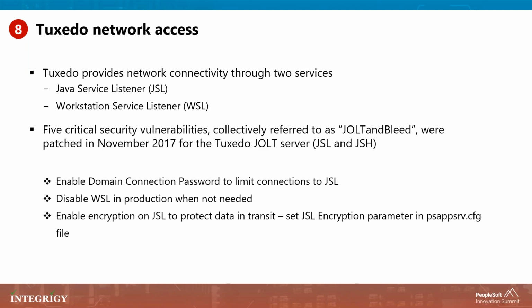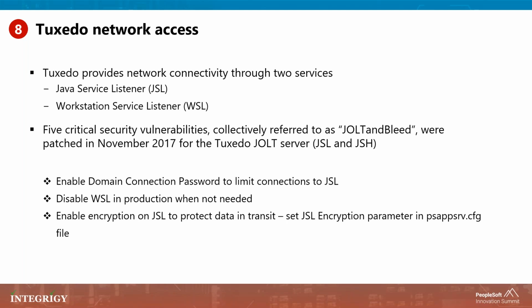Another example around this is Tuxedo. Well, if you're using Tuxedo, the Java service listener is only used between the PA web server and Tuxedo. It's not used for anything else. So there's no reason anyone should be doing it. And oh, by the way, there were some very critical security vulnerabilities in Tuxedo back in 2017 that let me just dump the memory from it and see what was going on the Tuxedo server. So again, another example, if you don't need it, block it.